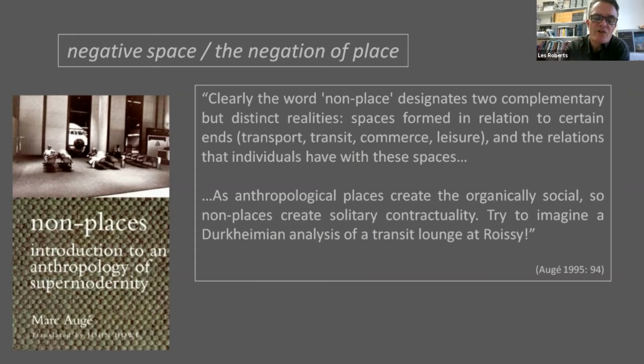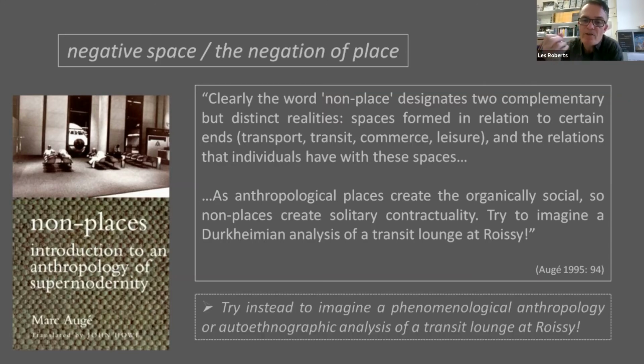Okay, so yes, there's a limit, there are limitations to what Augé is doing in terms of how he goes about the task of understanding, analysing, and studying these places. He says, try to imagine a Durkheimian analysis of a transit lounge at Roissy. Well, I have a response to that. Try instead to imagine a phenomenological anthropology or autoethnographic analysis of a transit lounge at Roissy, and you have a more productive set of tools and frameworks to embark on that task. I think Augé can only go so far in that process.